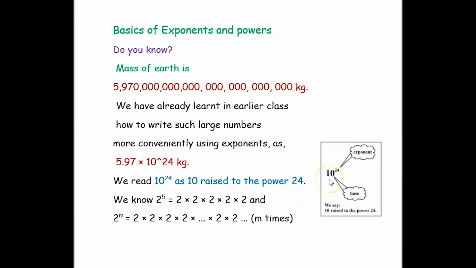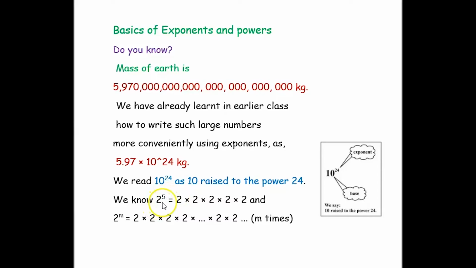See here, this number 10 we will call the base and the number in the power we will call the exponent. So generally, in 10 raised to the power 24, 10 is the base and 24 is the exponent. Similarly, we know 2 to the power 5: 2 is the base and 5 is the exponent.